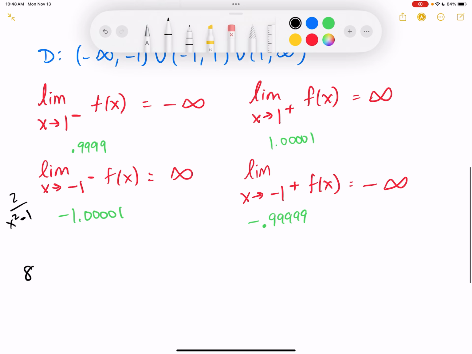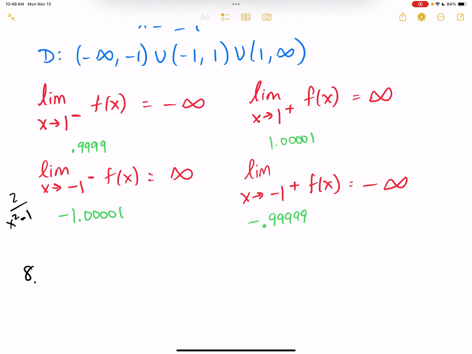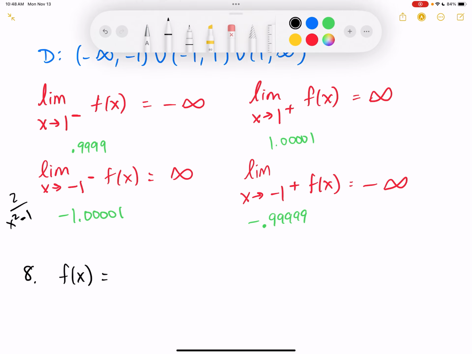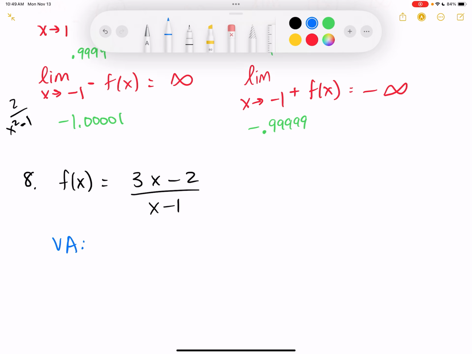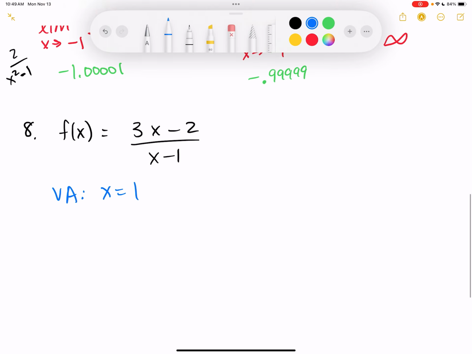Number 8, f of x is equal to 3x minus 2 over x minus 1. I'm going to try to find my vertical and horizontal asymptotes first, and then I'll do the limits to go with them. So the vertical asymptote would occur where? At x equals 1. And I'm going to leave room to do my limits below that.